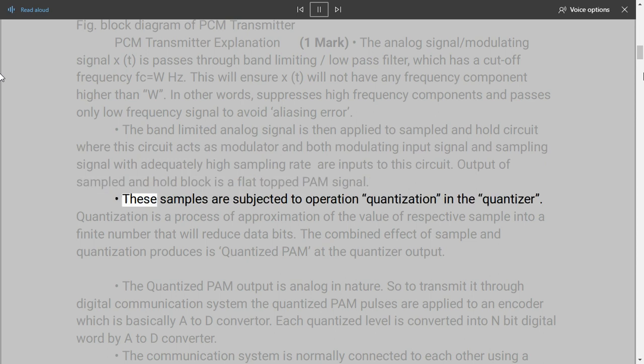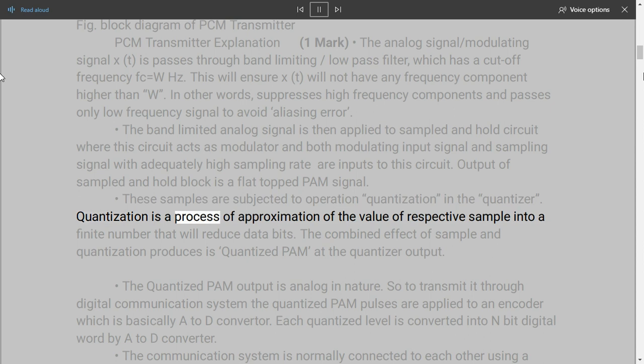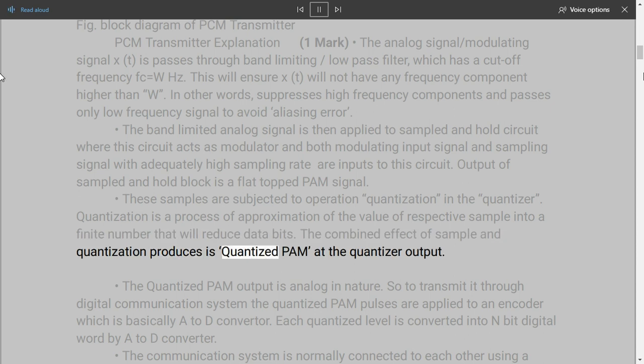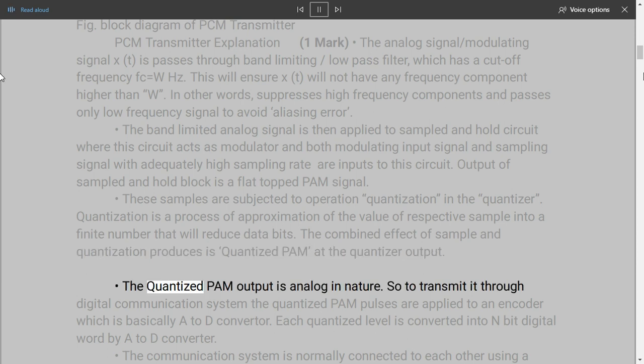These samples are subjected to the operation of quantization in the quantizer. Quantization is a process of approximation of the value of the respective sample into a finite number that will reduce data bits. The combined effect of sample and quantization produces quantized PAM at the quantizer output. The quantized PAM output is analog in nature.